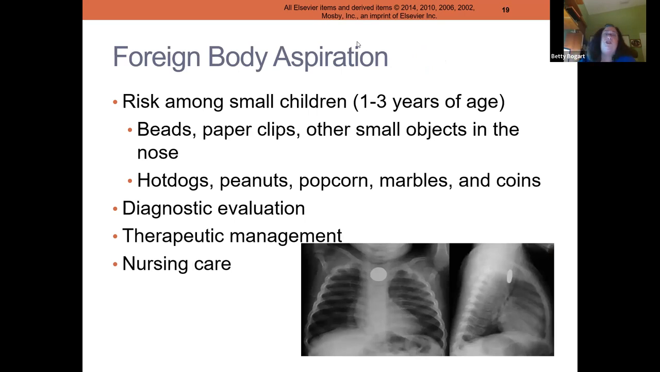Well, we know children put everything in their mouth. Beads, paper clips, cars, hot dogs, sometimes pieces are too big, peanuts, popcorn, marbles, all sorts of stuff. Probably the most I've ever seen is coins. And it's not the dime or the penny, it's the quarter. And you see that picture there? That is a quarter sitting right in the child's throat. So what do we do?